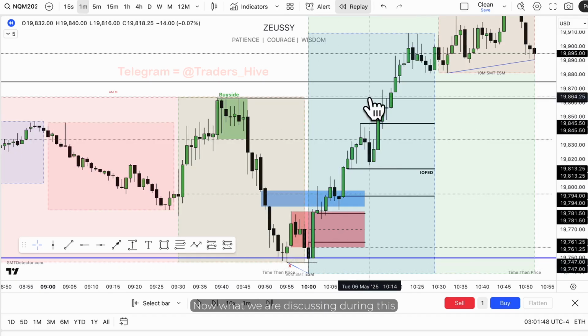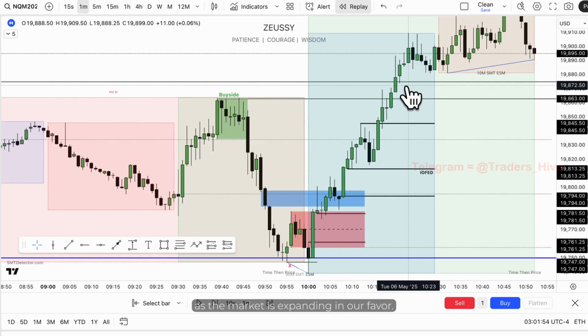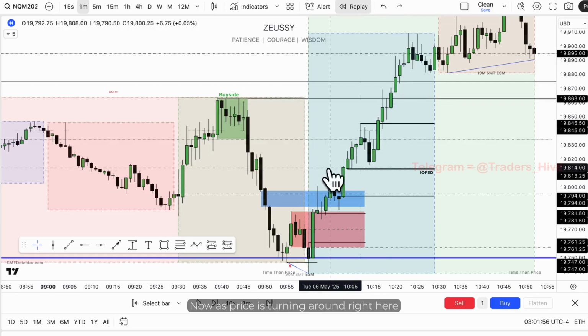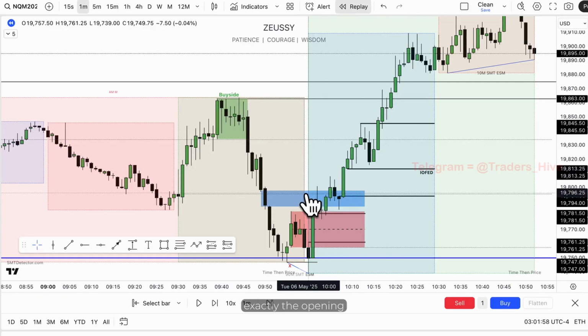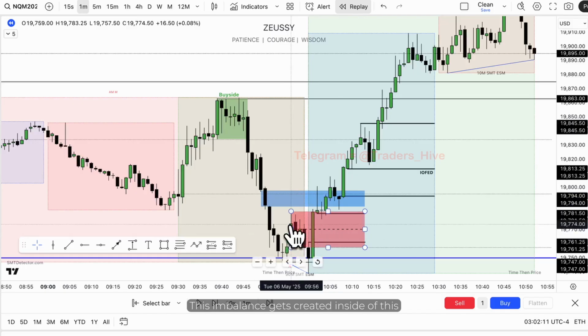Now, what we are discussing during this lecture has to do with how we manage our position as the market is expanding in our favor. As price is turning around right here, exactly the opening of the third 90-minute cycle of the morning session at 10 a.m., the market has this imbalance which gets created right here. This imbalance gets created inside of this bullish breaker, this upclose candle.